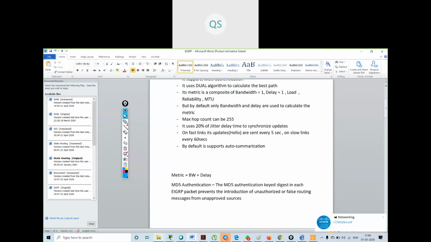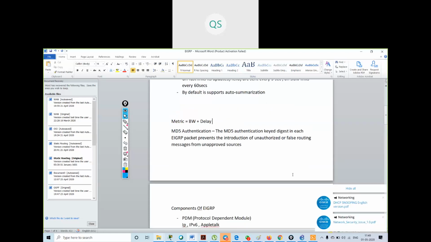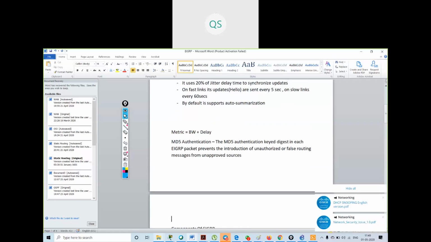MD5 authentication is a key digest in each EIGRP packet that prevents introduction of unauthorized or false routing messages from unapproved sources. Understood? It is a type of authentication. Now we can see the types of tables in EIGRP.